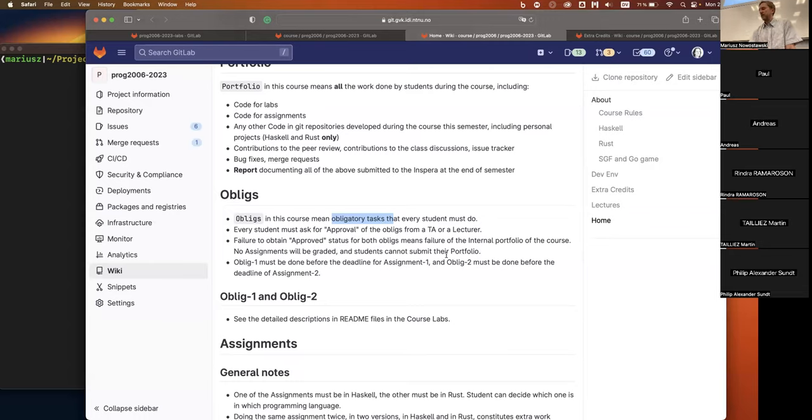It's a little bit up to you, but what I'm suggesting is that we align oblig one with the deadline for assignment one and oblig two with the deadline for assignment two. This way we will have well-defined deadlines and people will have to get the ticks before those deadlines. Then we will avoid a headache at the end of the semester with people panicking. Because this is quite important: if you don't get a tick, you have to repeat the course.